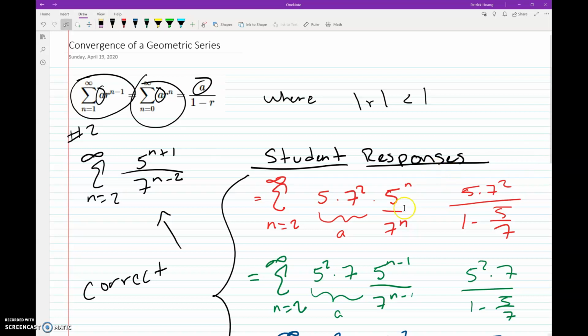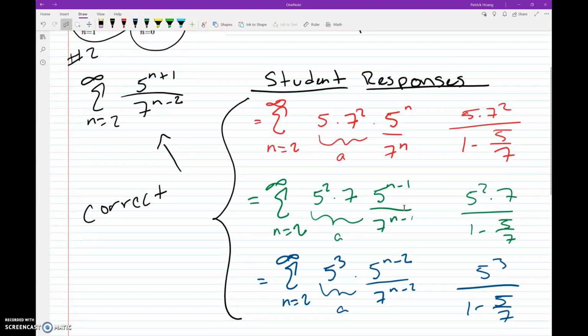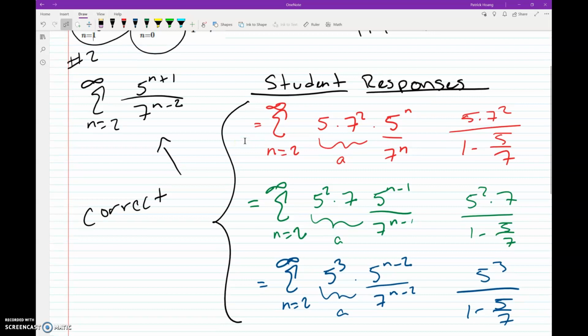right here, it's just in the series. So when we look at these different responses, the red, green, and blue, the r value seems to be the same. It's 5 over 7. You all agreed that the r value, the common ratio, is 5 over 7. So that's why all of you said it converged. But look at your a values. They're all different. The red one is 5 times 7 squared, the green one is 5 squared times 7, and the blue one is 5 cubed. So if you substitute these values for a into the equation for the value that a geometric series converges to, of course they're going to all be different.